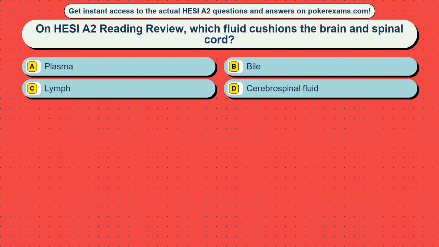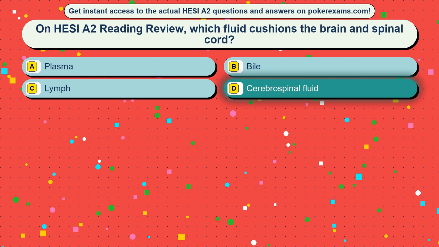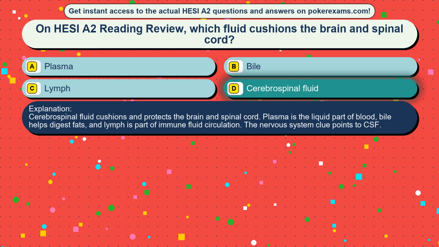Option A, plasma. Option B, bile. Option C, lymph. Option D, cerebrospinal fluid. The correct answer is option D, cerebrospinal fluid. Cerebrospinal fluid cushions and protects the brain and spinal cord.